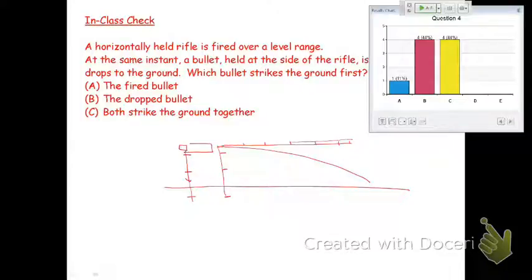So it takes so many seconds to reach the ground by dropping the bullet. As long as this is a horizontally fired bullet, it will take the same number of seconds to reach the ground. It's just going to reach the ground a lot further away. So it's got to be a long, long piece of level ground, and it's really got to be horizontal, but they will fall side by side and they will land at the same time. So I would say for this one, both strike the ground together.